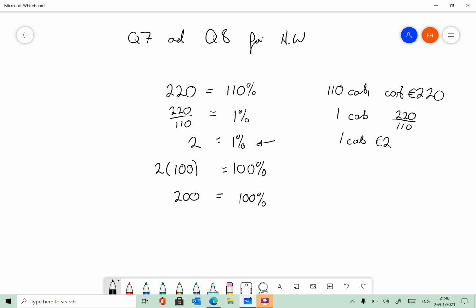Yeah. So that's question 6, and I'm going to get you guys through question 7 and question 8 for homework tonight. So bear in mind, guys, that for question 7, you will have 123%, and for question 8, you will have 112.5%.